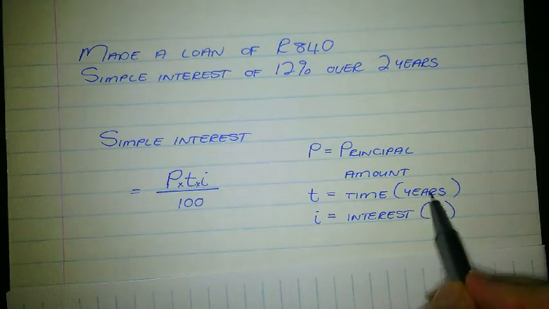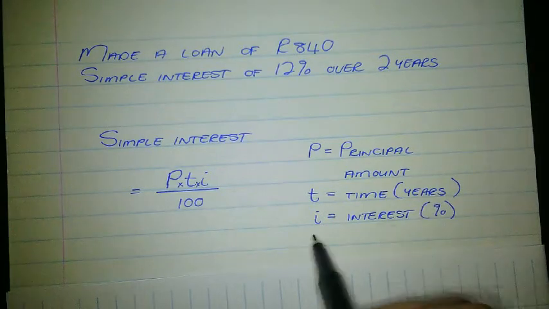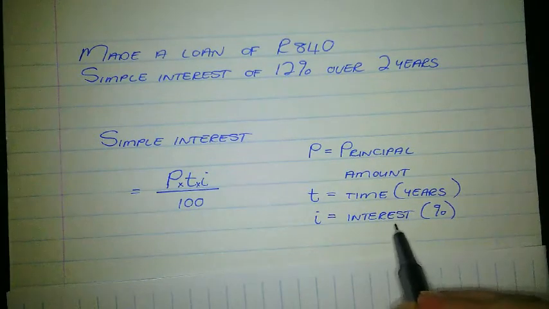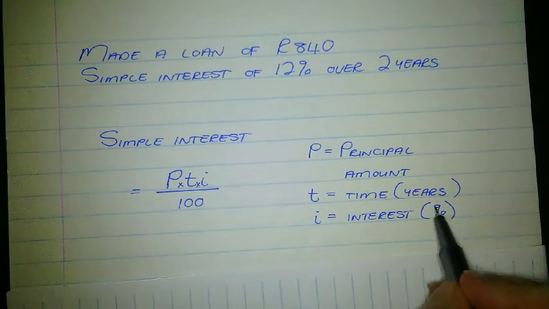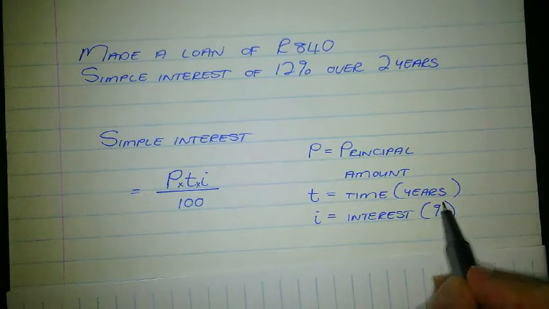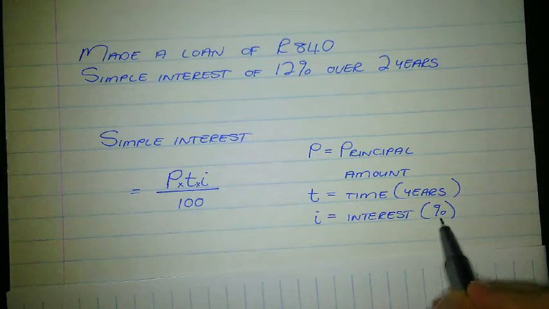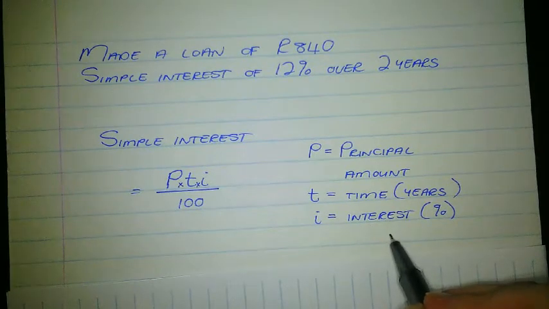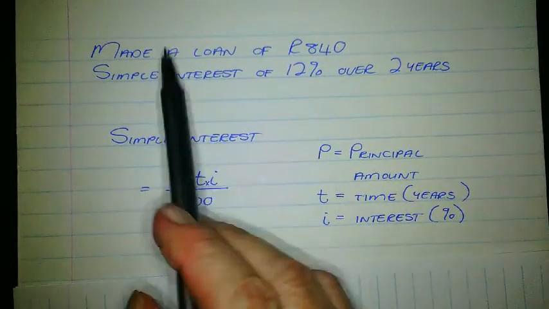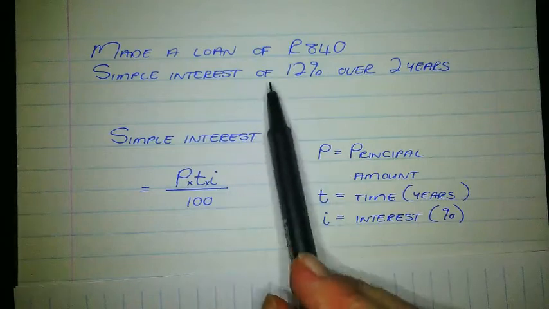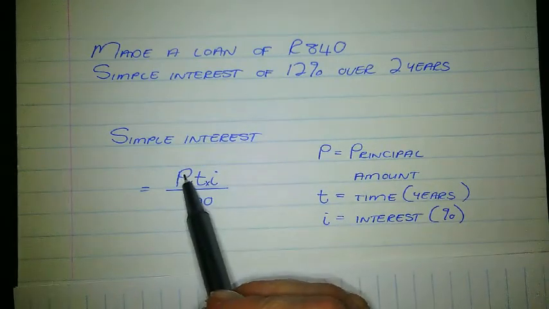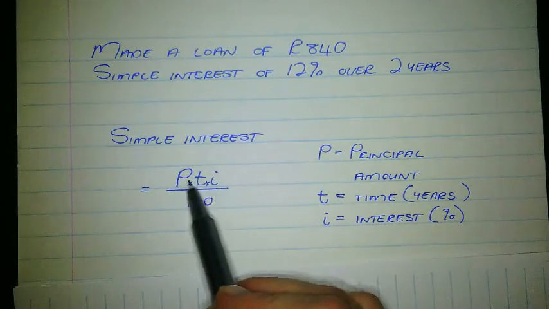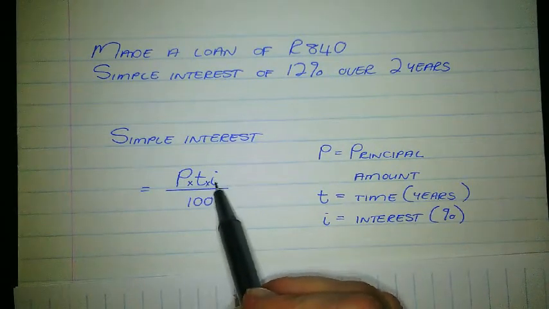Usually they will give it to you in years. And then the I, in this case, will be the interest. That will be the percentage, basically the value in front of the percentage sign that will tell you how much interest you are going to have to pay back. Now to get all this information into one sum, I'm just going to replace the different values in place of the letters that I've got there.